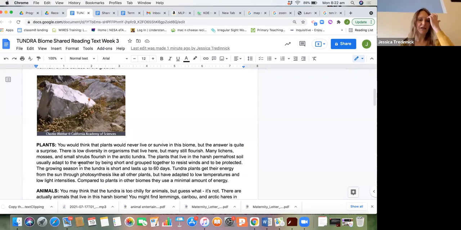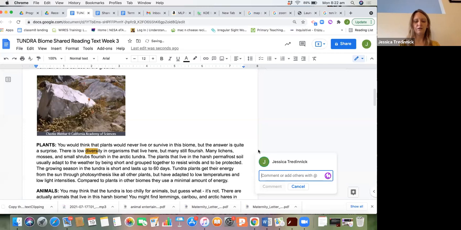So plants. You would think that plants would never live or survive in this biome, but the answer is quite a surprise. There is low diversity in organisms that live here. So I've got these words, low diversity. I can look inside this word because I can see a base word, diverse.